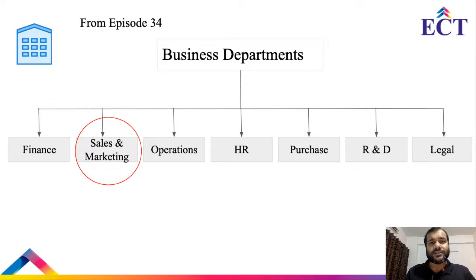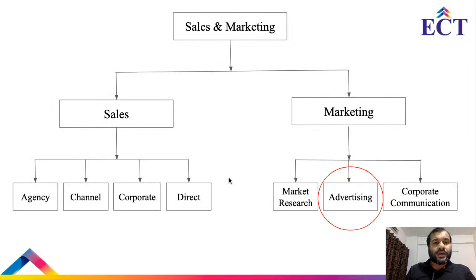Last Thursday, in episode number 34, we discussed that a business has a number of departments: finance, sales and marketing, operations, HR, purchase, R&D, legal. Today our focus is sales and marketing. Sales and marketing is again divided into two parts, sales and marketing. This is where we had left last time. We had discussed the difference between sales and marketing.